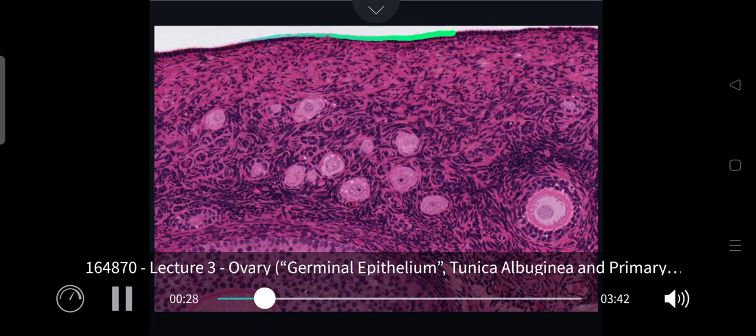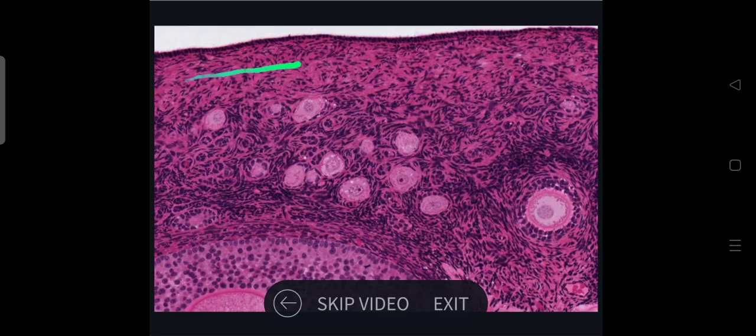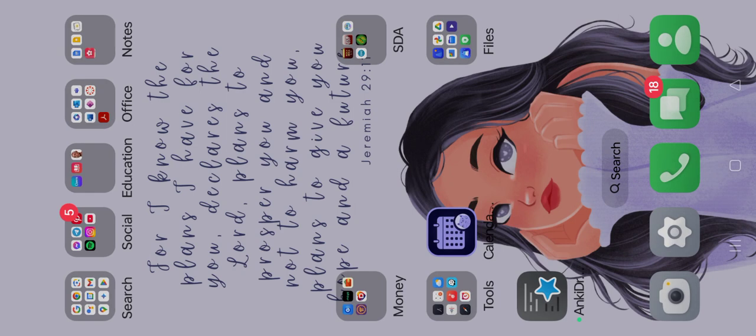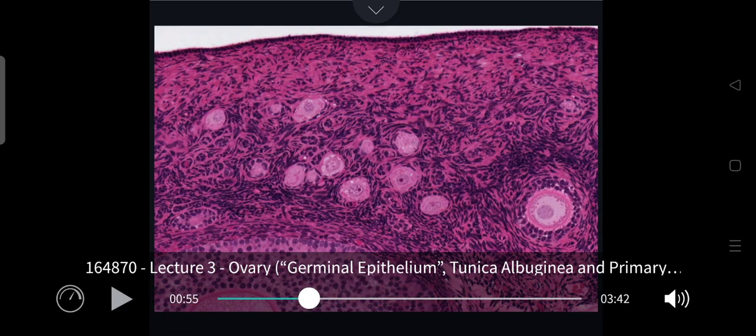A dense connective tissue capsule, the Tunica albuginea, is just under this germinal epithelium. Deep to it, the stroma of the ovary consists of a very vascular connective tissue. Its fibroblasts are large, fusiform-shaped cells. Blood vessels of varying size and plane of section would also be present, especially in the medulla, in the centre of the ovary, but again, they're not present in this image.